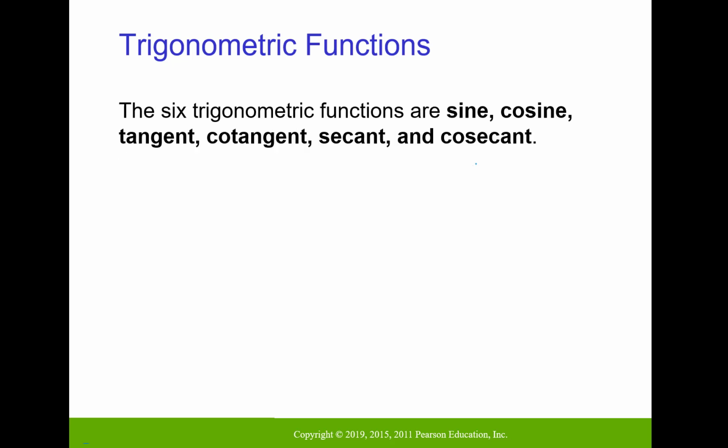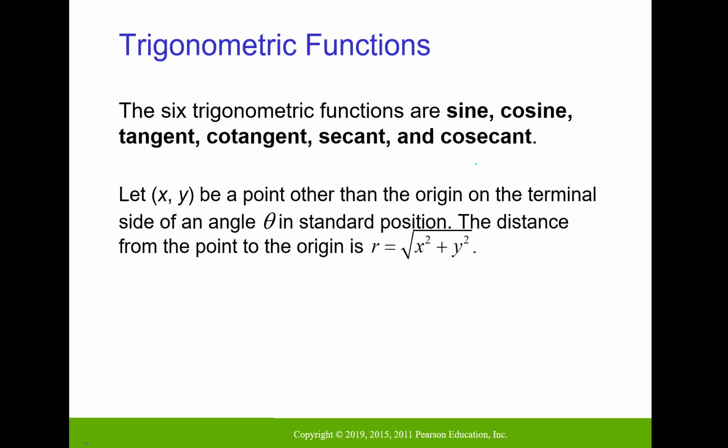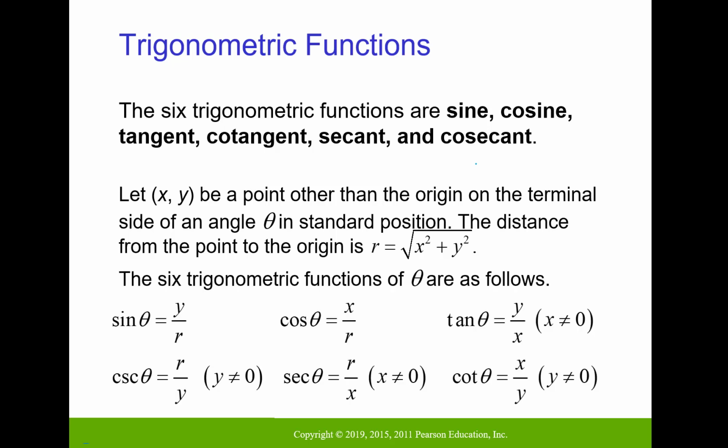And then we can define our 6 trig functions using those values. And so we have sine is y over r, and then cosine is x over r, and then tangent is y over x. So let's just talk about those 3 first.